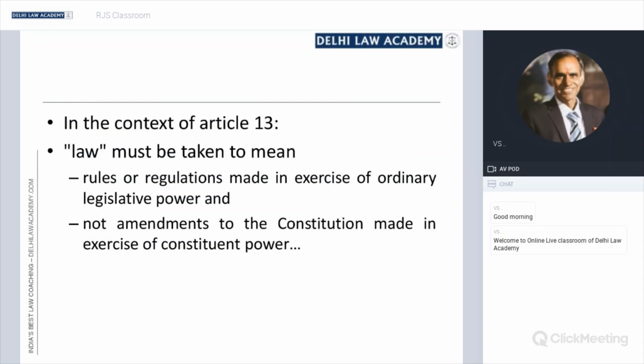And it was further said that in the context of Article 13, law must be taken to mean rules or regulations made in exercise of ordinary legislative power and not amendments to the Constitution made in exercise of the constituent power. So a differentiation has been made between the ordinary legislative power and the constituent power. There are restrictions to the ordinary legislative power, but there are no restrictions to the constituent power.